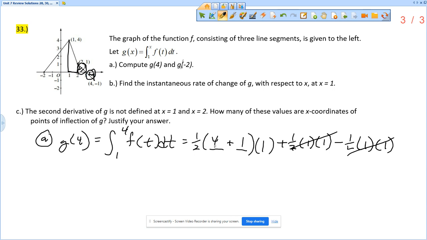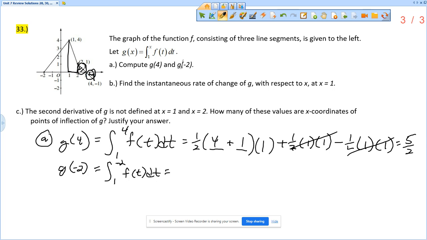All right, and so then I have 1/2 of 4 plus 1 times 1. In other words, 5/2, right? So g of 4 is 5/2. All right, next, g of negative 2. So g of negative 2. And so now I'm going to take the integral from 1 to negative 2 of f of t dt.